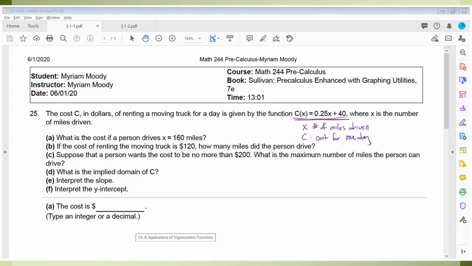Good? Okay, now, the first question they have is this. They want to know the cost if a person drives a truck 160 miles. So, I am going to scoot us over here. We have C of X is equal to 0.25 X plus 40. Just wanted to make sure I have the numbers correct.